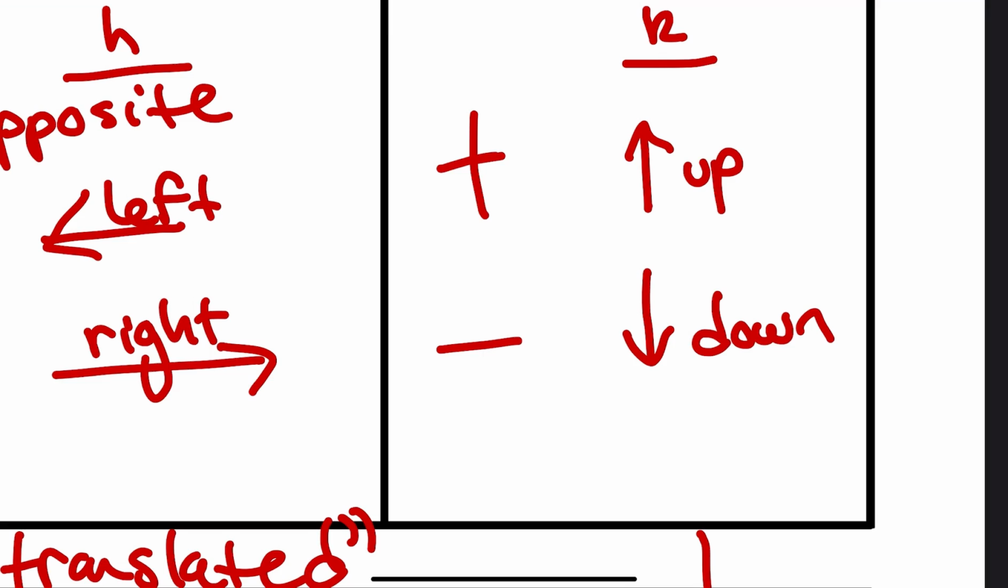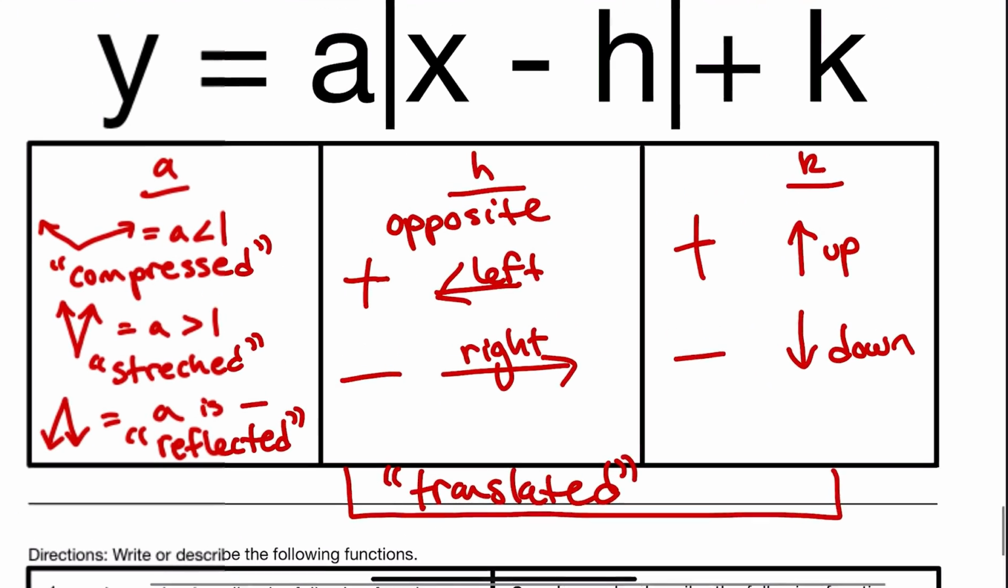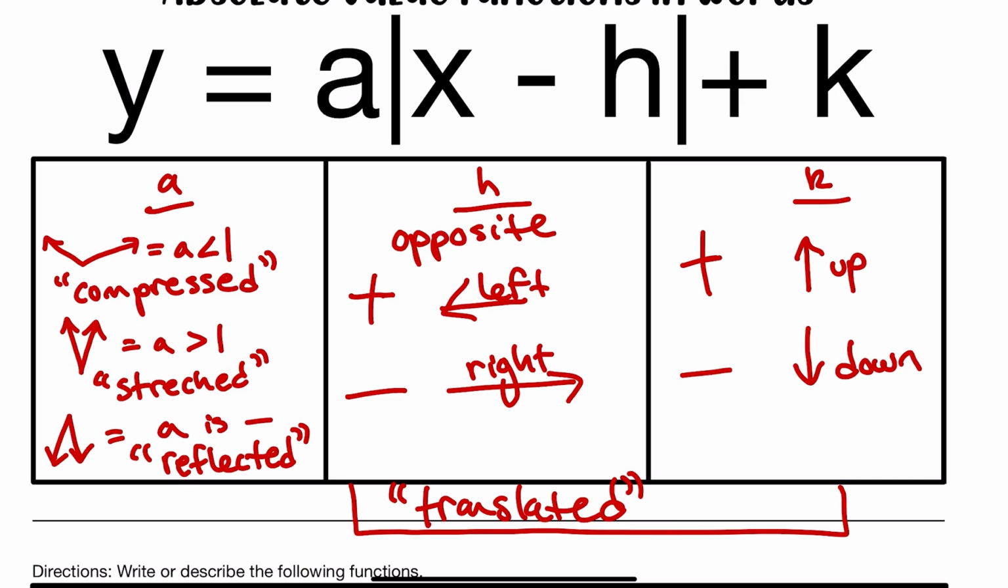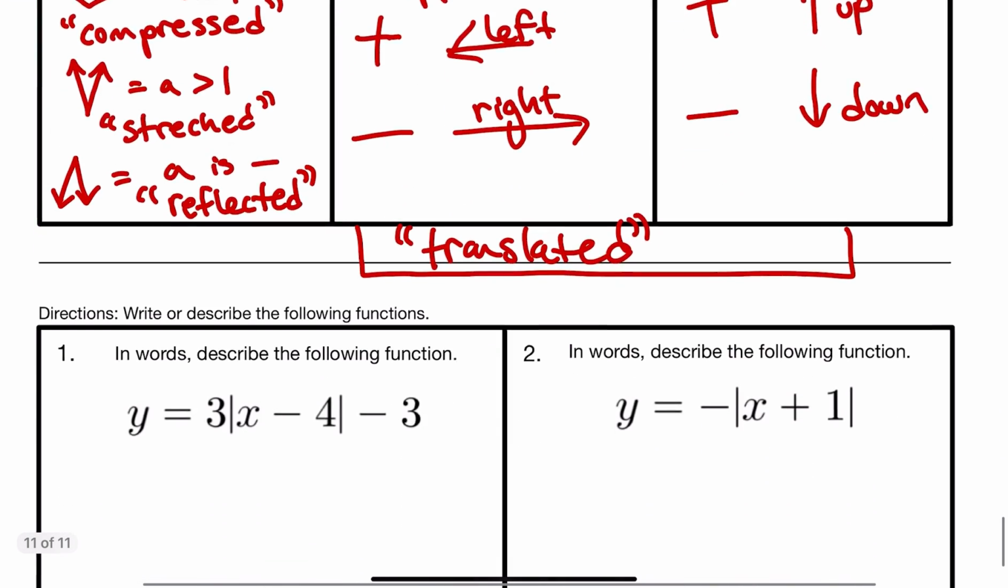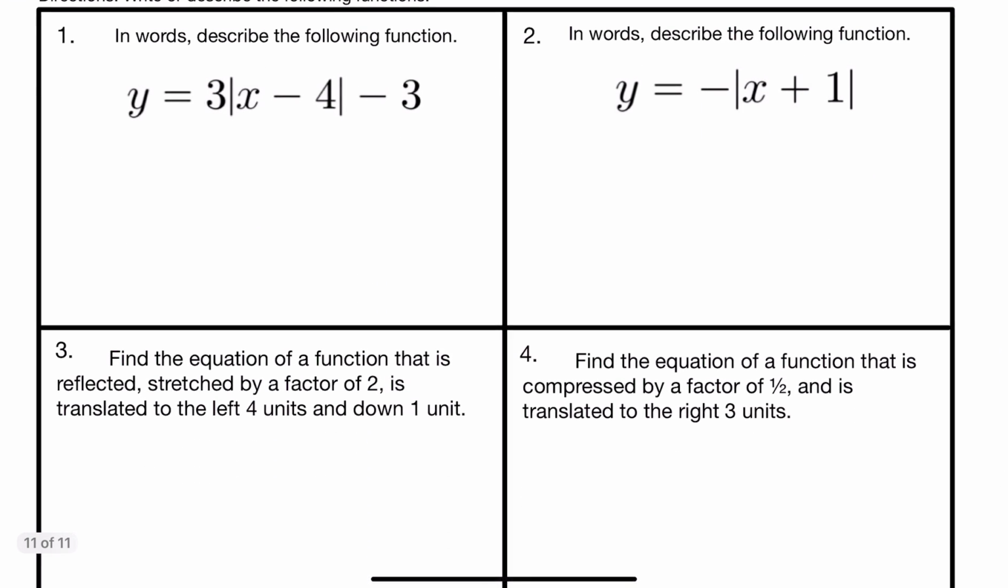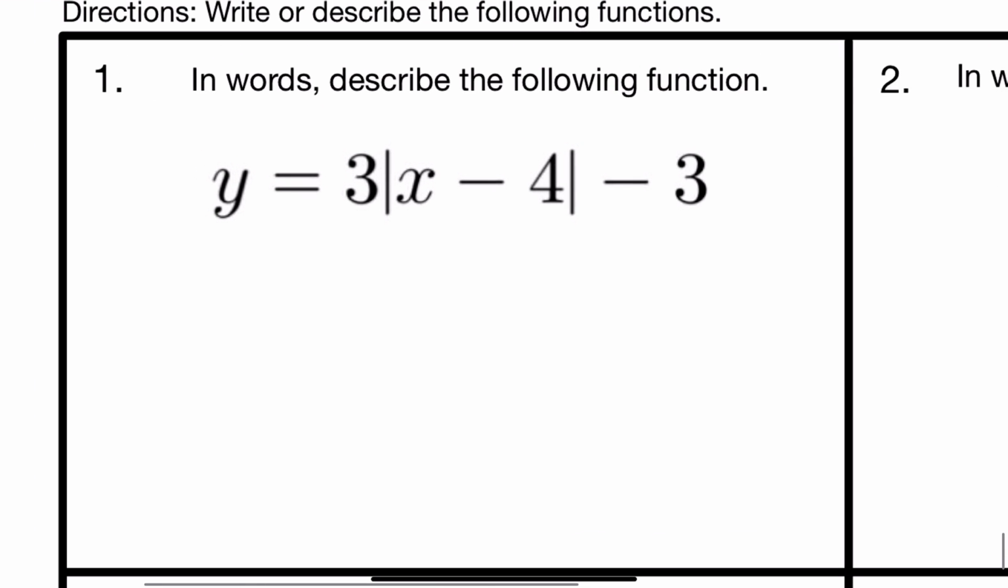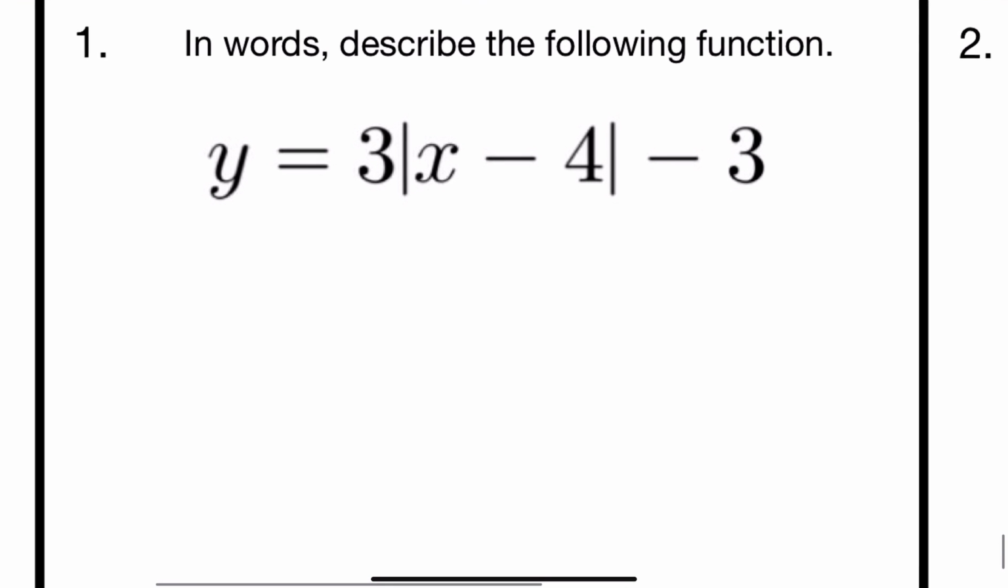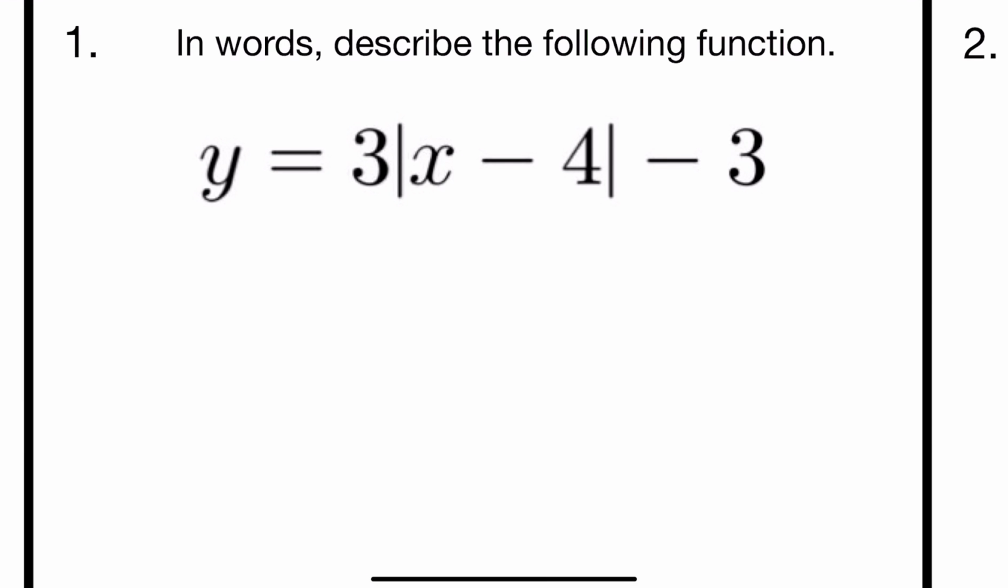Cool. So what we're going to do with these words is basically just write them in a sentence to describe what's happening to our graph. So let's take a look at the next part where we have a few practice questions. I'm going to start with number 1. Okay, number 1. In words, describe the following function. So we're going to use the words that we just had to write down what's going to happen to this function without actually graphing it.